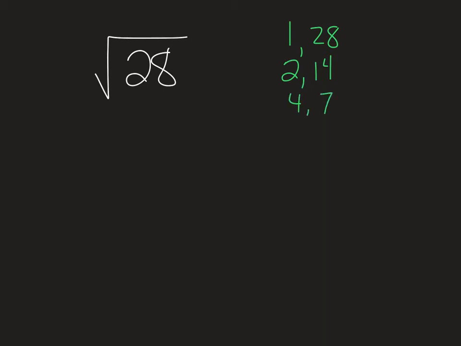Do I have any other factors of 28? I can't think right now, but I know if I'm looking at these particular numbers right here, I can find the one that has a perfect square. And in fact, the biggest perfect square. So I am going to look at this set of factors right there. 4 and 7. So the square root of 28, I'm going to break that down to the square root of 4 times the square root of 7.